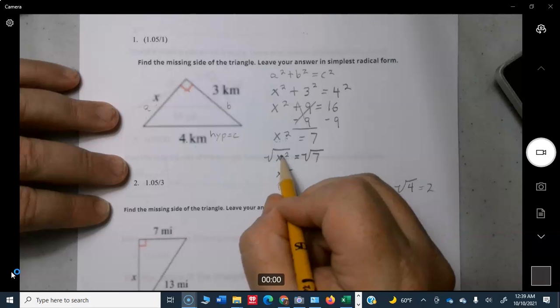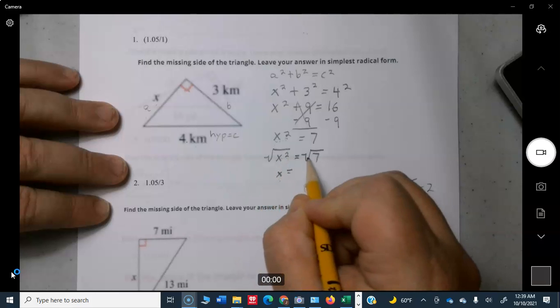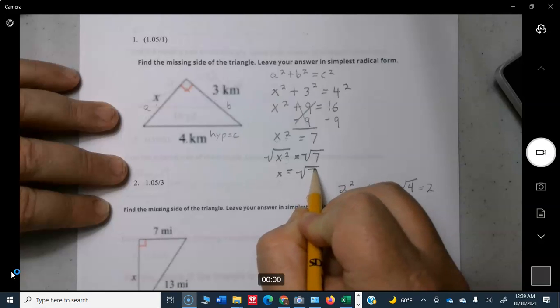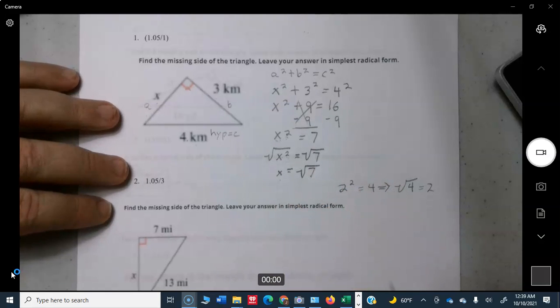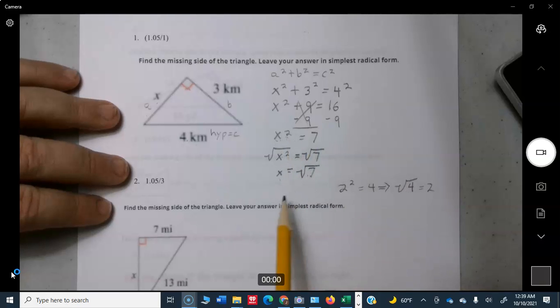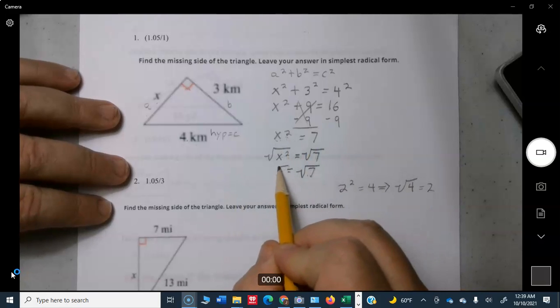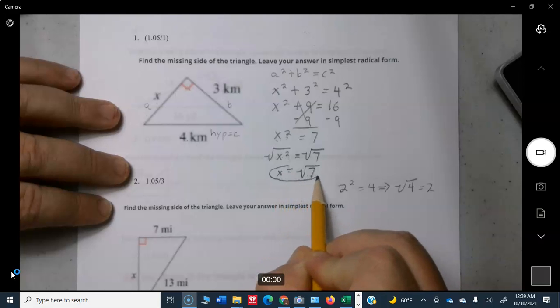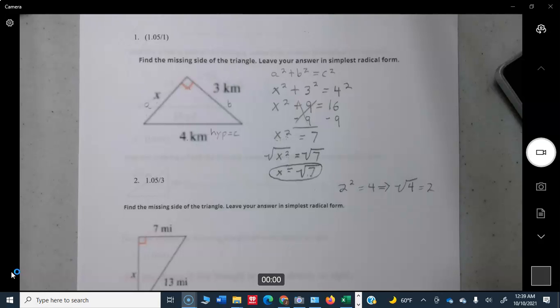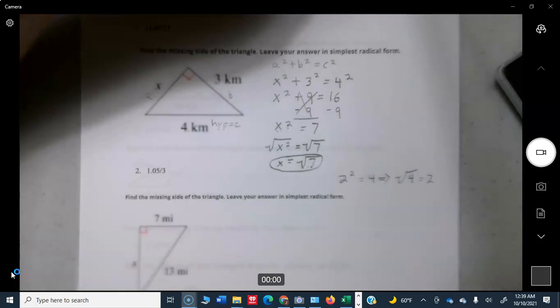And so the square root of x squared is x, and the square root of 7, we simply leave it as 7. Don't go on your calculator and figure out some decimal number. It says leave your answer in simplest radical form. So this is radical form. You don't have to figure out that that's, I don't know what it is, 2.5 something, okay? It's just square root of 7. X equals square root of 7. Okay, let's keep going.